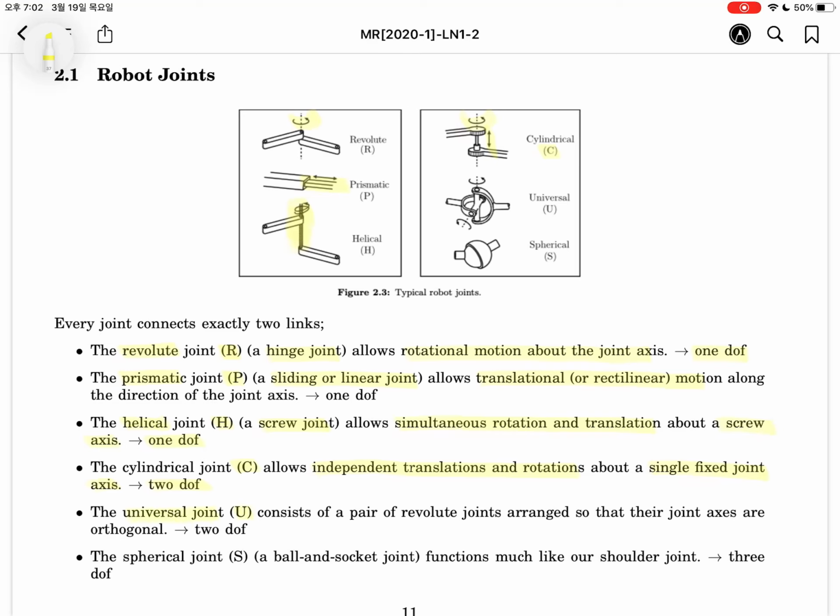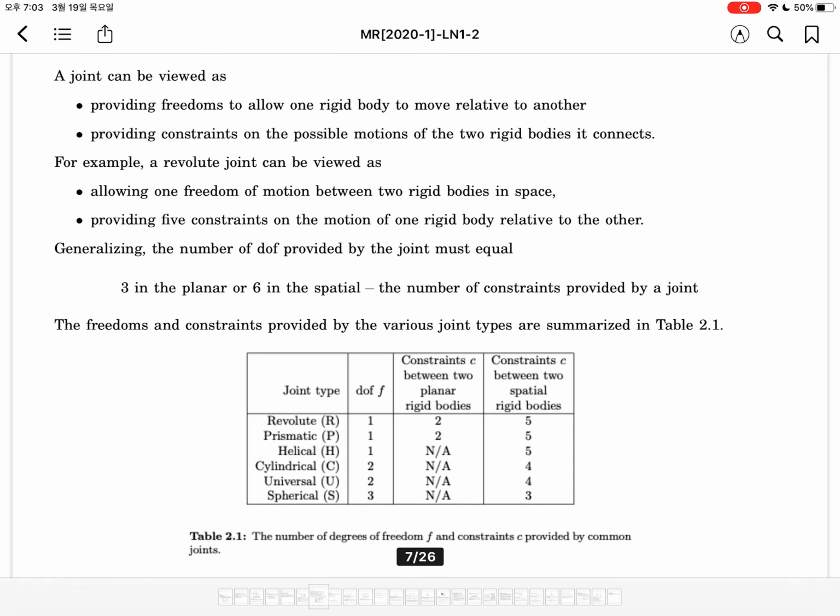And the universal joint, denoted by U, allows 2 orthogonal rotational motions, like this. So we can get 2 kinds of rotational motion, and it provides 2 degrees of freedom. The spherical joint, denoted by S, has the nickname of the ball-and-socket joint. It provides 3 kinds of rotational motion. It functions much like our shoulder joint, so it has 3 degrees of freedom.